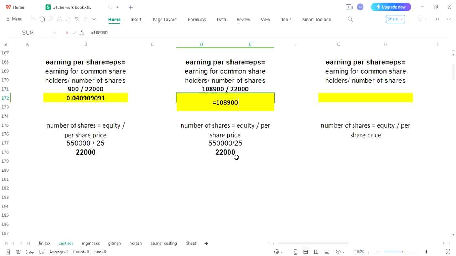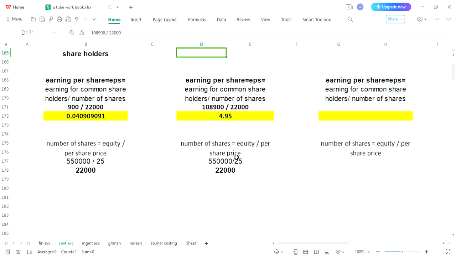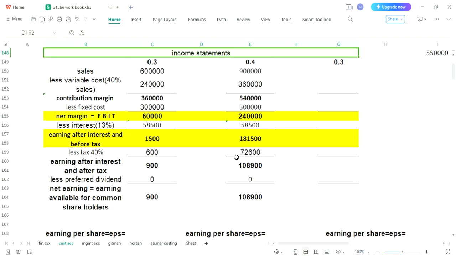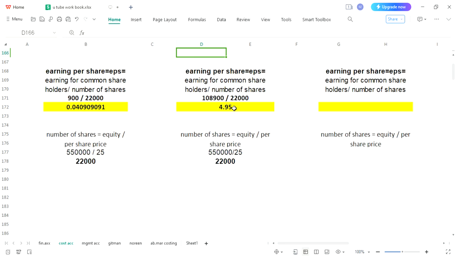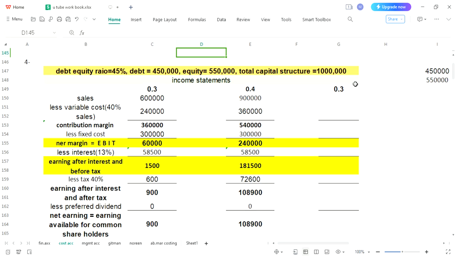108,900 amount available as earning for common shareholders, 22,000 your number of shares. So we have got our EPS for fourth part, 4.95, where is your debt equity ratio. This is your next part, fourth part, debt equity ratio 45%. Second statement you have calculated, and please note it down. For second income statement, your EPS is 4.95. So guys, we are now open to make our third income statement.